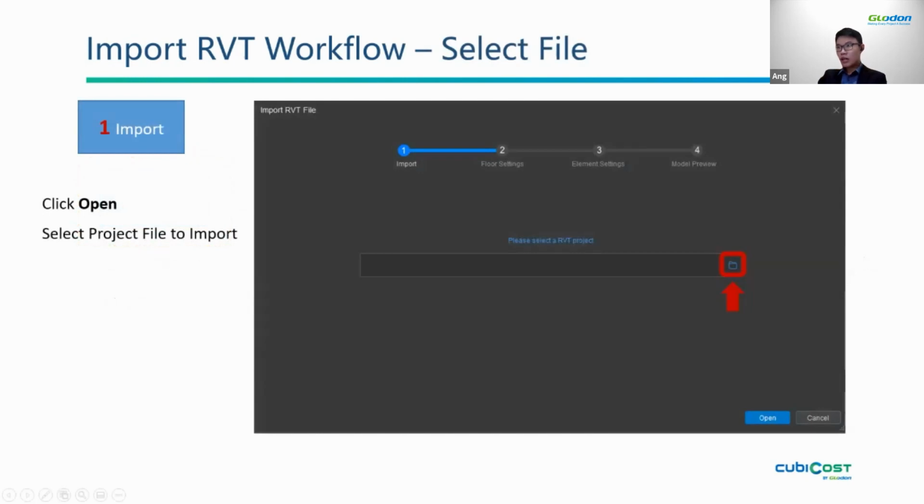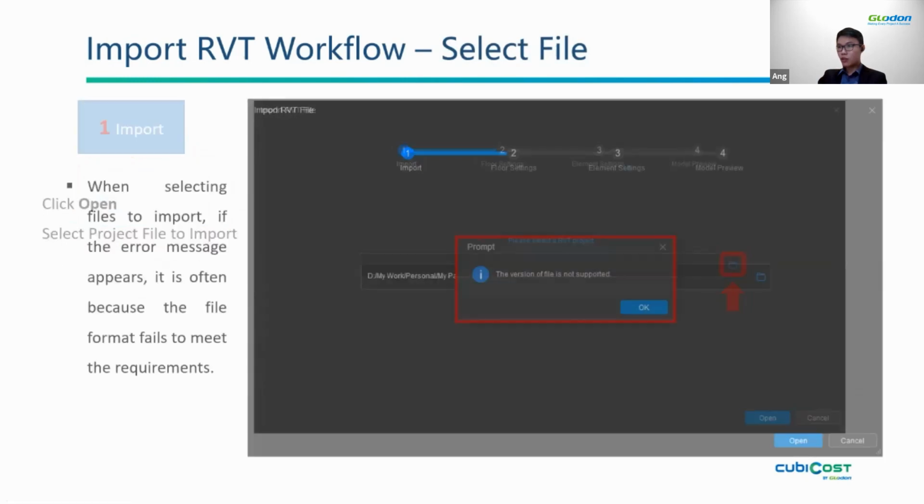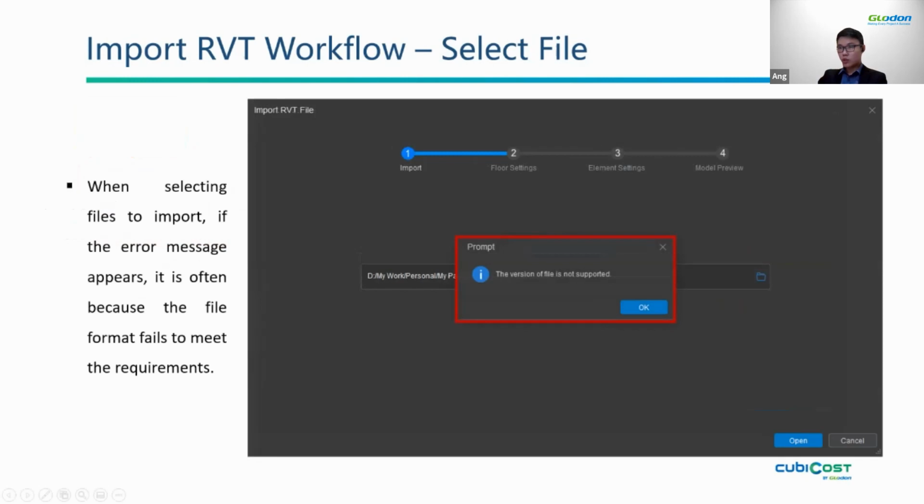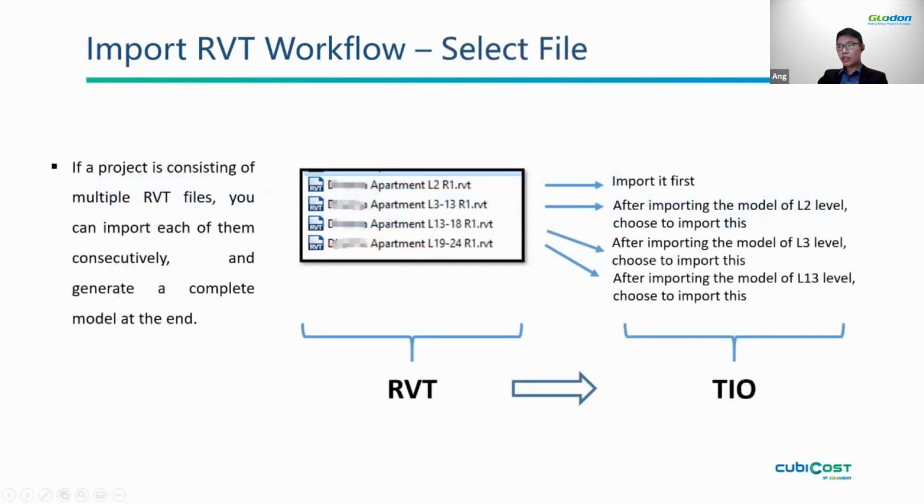So in TIO, it will look something like this. Once we have selected the import Revit file function, we first have to select the project file to import. In some cases, we have to double-check the files that we import because some of the files we selected might not be correct. You will see this message: the version of the file is not supported. Moving on, like I mentioned before, if you have multiple Revit files, you can import them consecutively, or you can just import one by one. For example, like this, you have L2, L3 to L13, and so on. You import one of the files first, then the second one, the third, and then the last one.